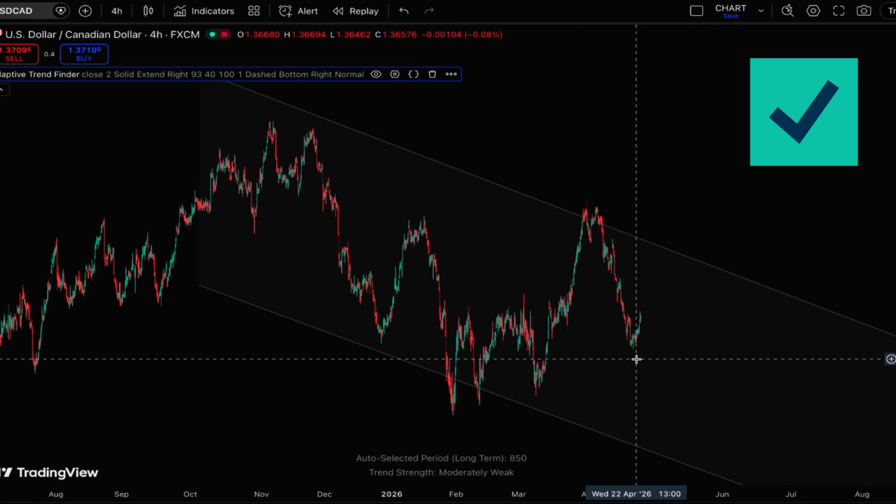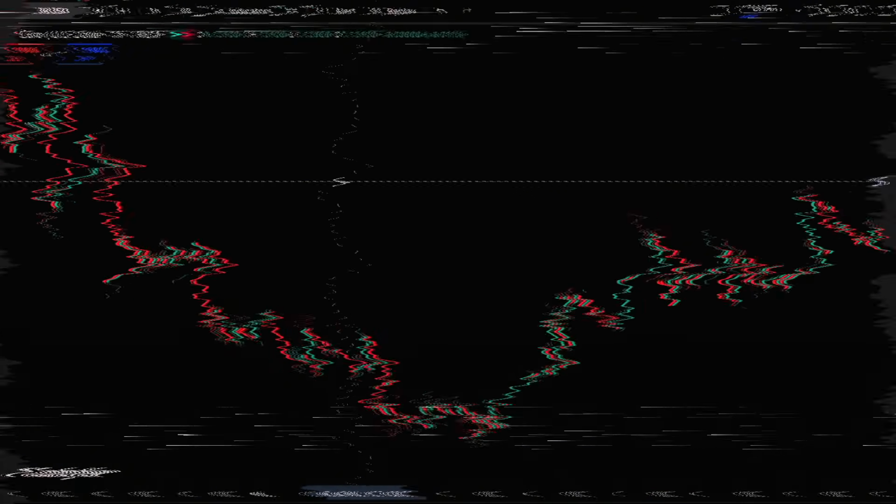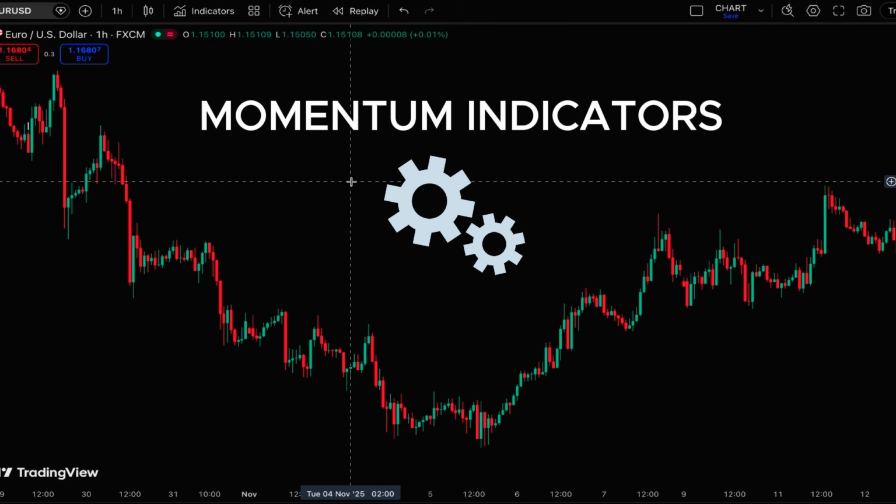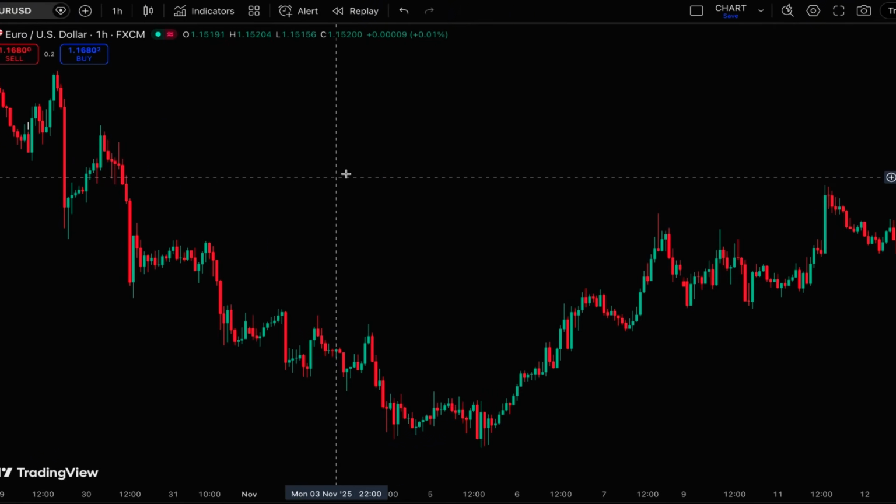This is one of the best indicators on TradingView that can help you with identifying trends and the general direction of the market in two perspectives, short term and long term. Alright, now let me introduce momentum indicators that can help you with identifying trends. Let me add the first one.